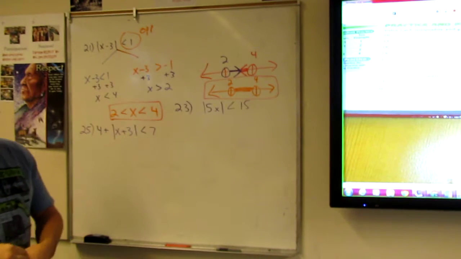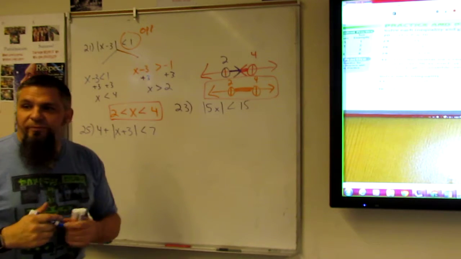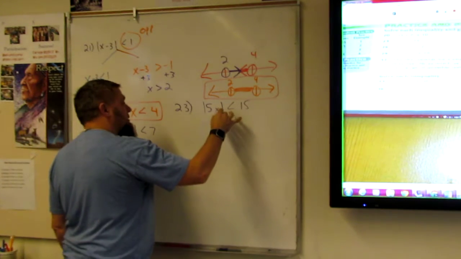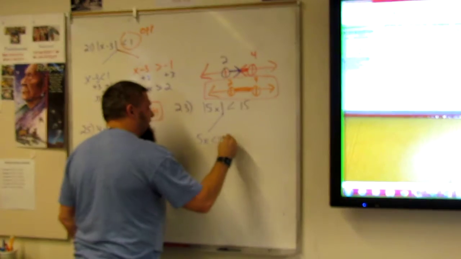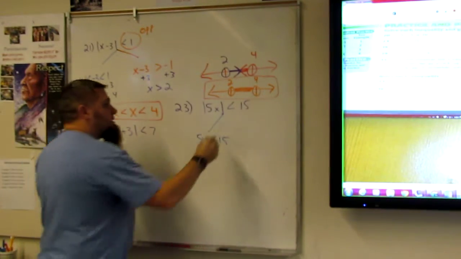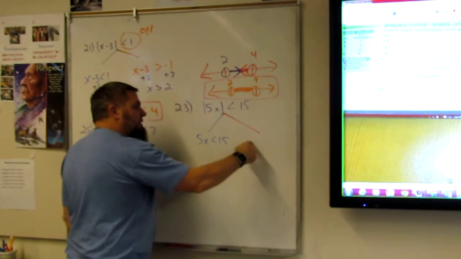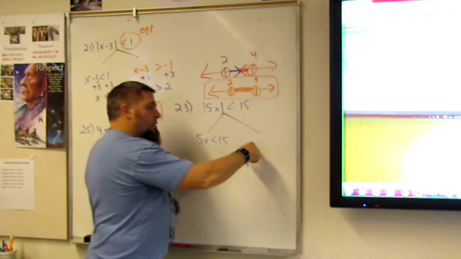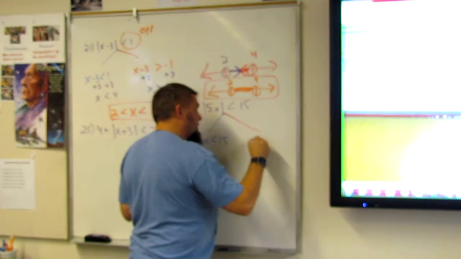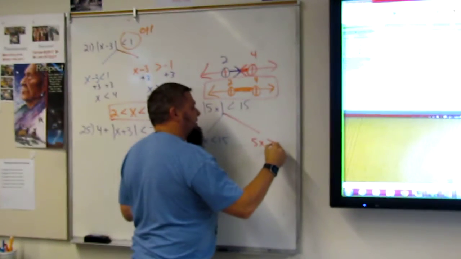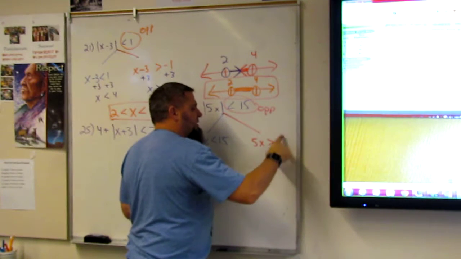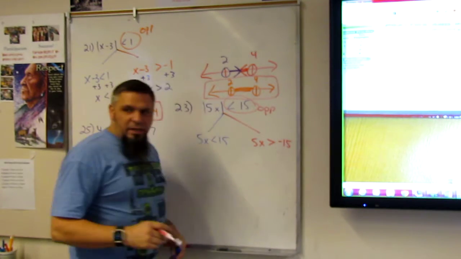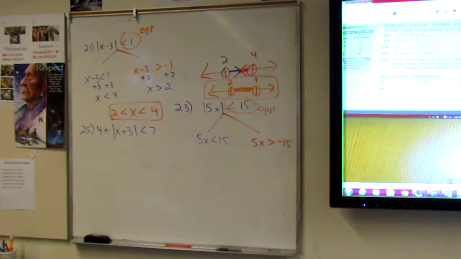Alright, this one. 23. What do I do? My first step is split them up. 5x is less than 15. What does the other one look like? 5x is greater than negative 15, because this is all opposite. Thank you, Carlos.